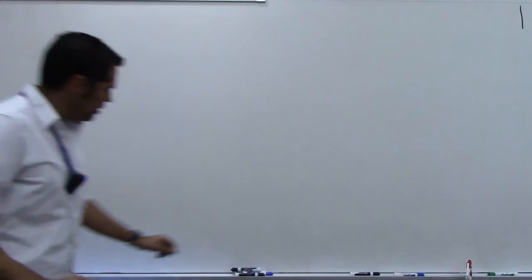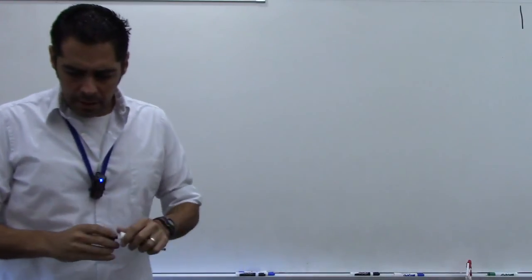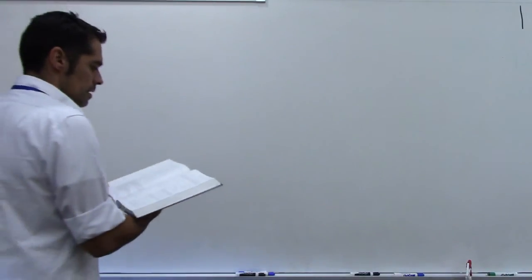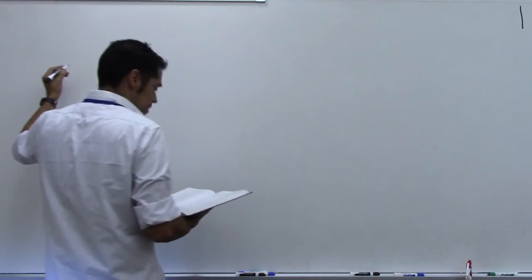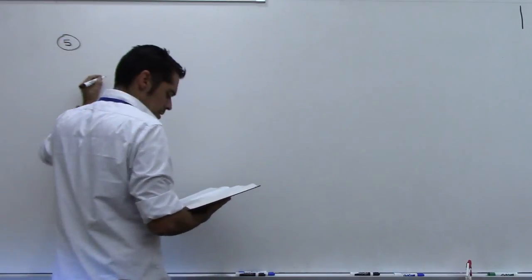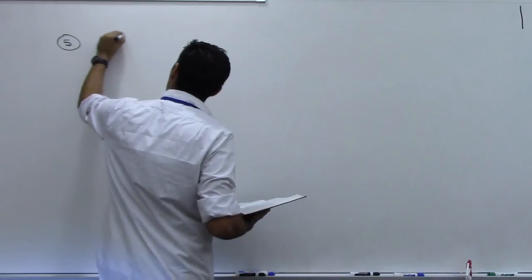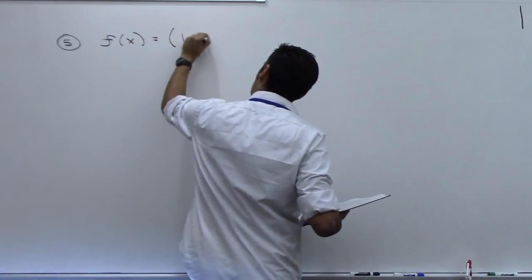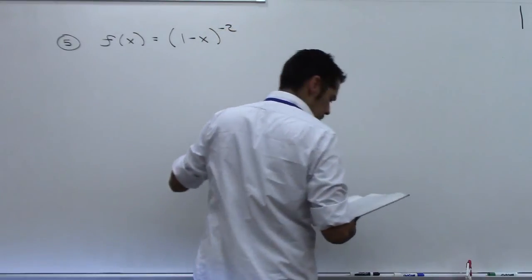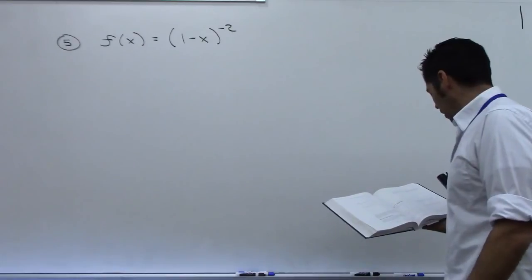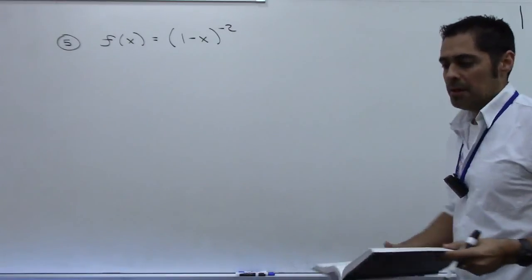Okay, going to start working on 8.7. I'm going to look at number 5. So this is the section Taylor and Maclaurin series. So number 5, they give you a function f of x equals (1 minus x) to the negative 2. And they want you to find the Maclaurin series and also find the radius of convergence.